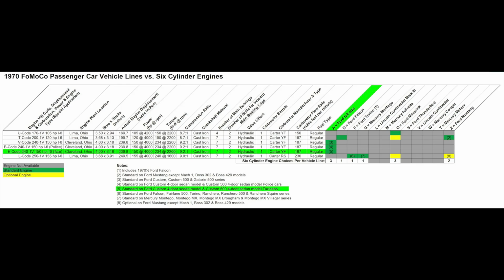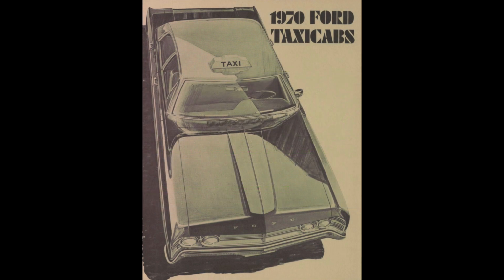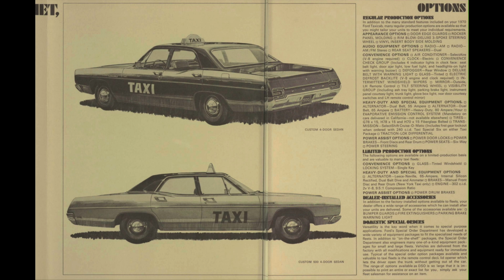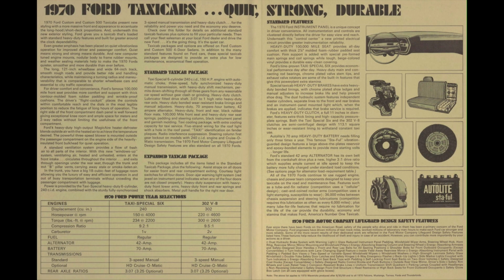The E-code 241 barrel inline-six taxi engine per note 5 was only available as standard in the 1970 Ford Custom 4-door sedan model and Custom 500 4-door sedan model taxicabs in the Ford full-size lineup, Vehicle Line A. Pages 4 and 5 of the 1970 Ford taxicab sales catalog show images of a Custom 4-door sedan taxicab and a Custom 500 4-door sedan taxicab. The same document has information on pages 2 on the left and 3, and images on page 3.